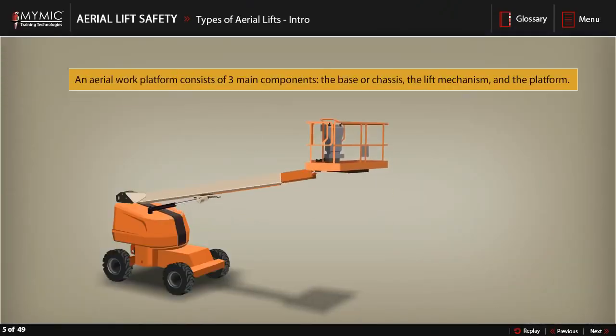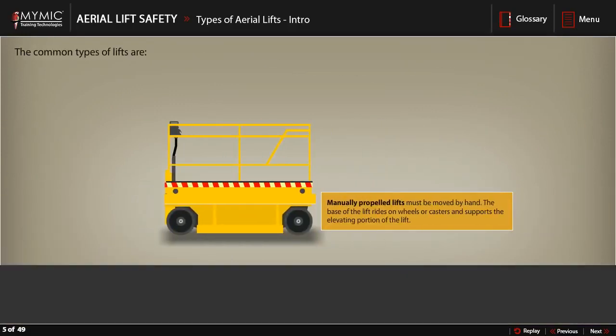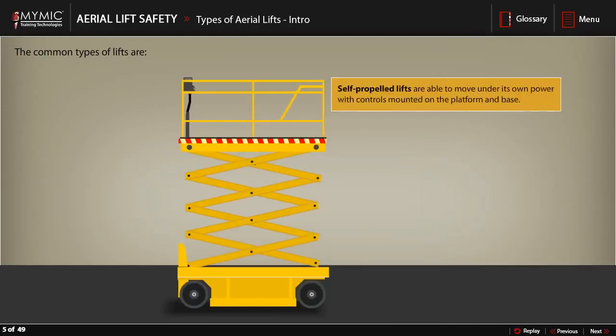An aerial work platform consists of three main components: the base or chassis, the lift mechanism, and the platform. The common types of lifts are: manually propelled lifts must be moved by hand. The base of the lift rides on wheels or casters and supports the elevating portion of the lift. Self-propelled lifts are able to move under their own power, with controls mounted on the platform and base.